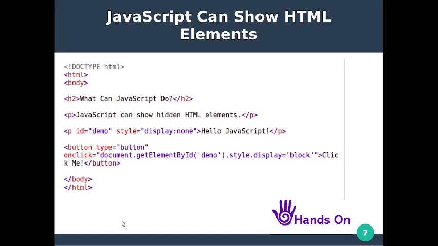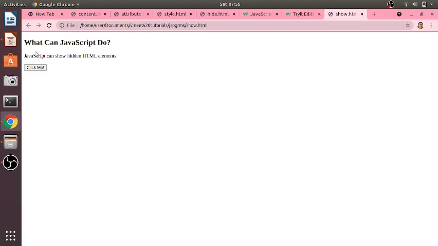Okay, let's check how it works. Here there is a JavaScript can show hidden HTML elements. Whenever the user clicks, the paragraph will be shown. So you can set document.getElementById, and inside the brackets you place the id, and style.display is equal to block. You can hide the element by style.display is equal to none.